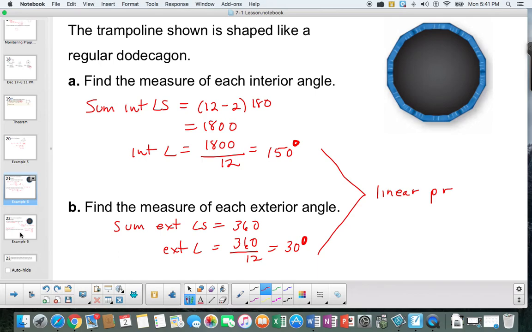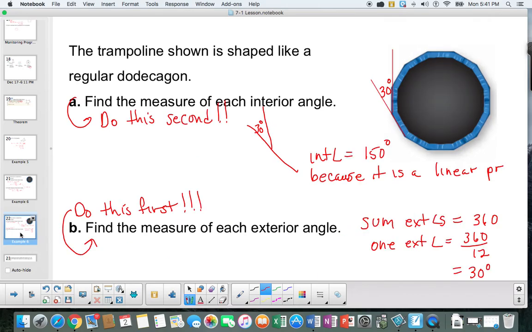Now, those of you who want some shortcuts and do things a little bit more efficiently, when you do this problem, don't do the interior angle first. Do the exterior angle first because it's the easier formula. So we take 360 divided by 12 and get the 30 degrees first. Once you get the 30 degrees, you know that the interior angle has to be the supplement because they are a linear pair. And take a look at this picture. You can see 30 degrees and 150 degrees do indeed make a straight line.